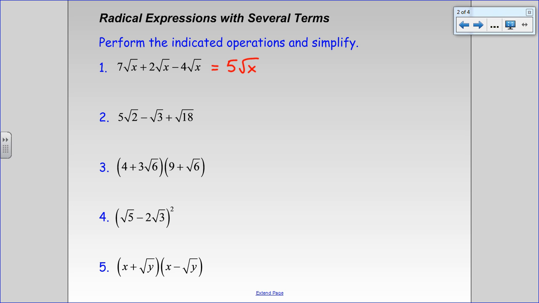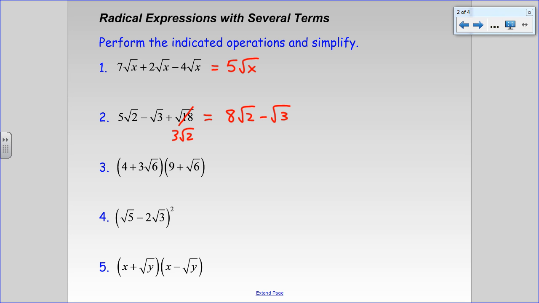In problem 2, all 3 of our terms have different radicals. However, the square root of 18 can be written in simple radical form as 3 times the square root of 2. And then it can be combined with the like radical term, 5 times the square root of 2. So our answer is 8 times the square root of 2 minus the square root of 3.